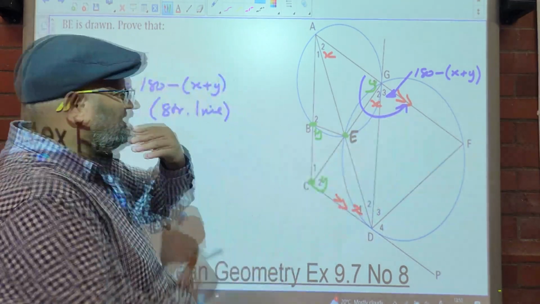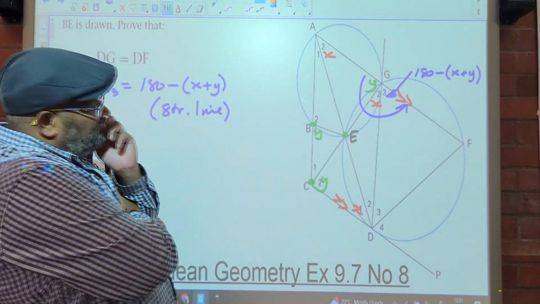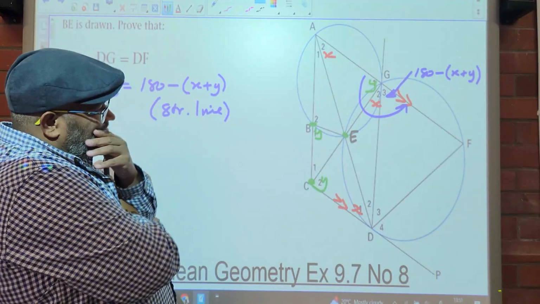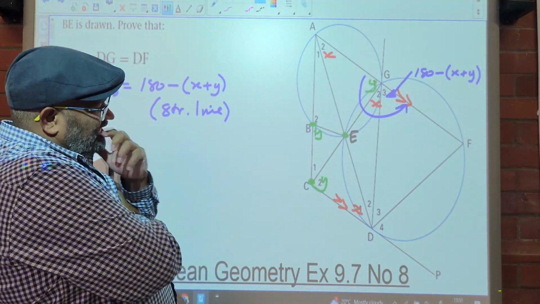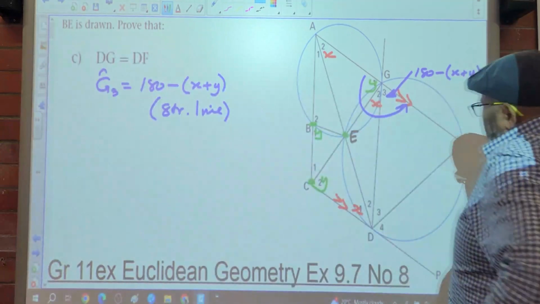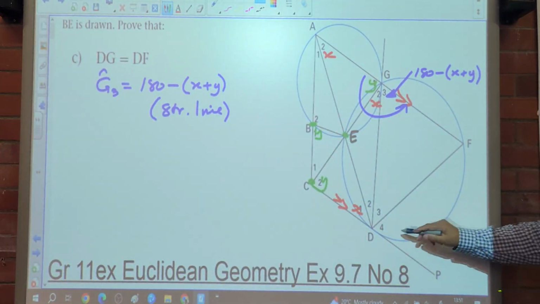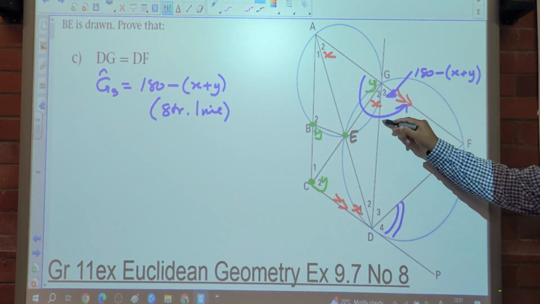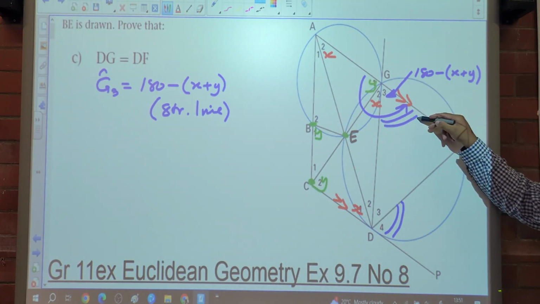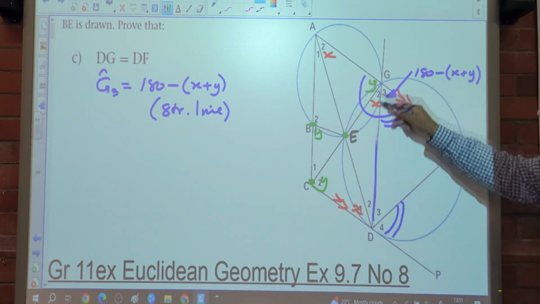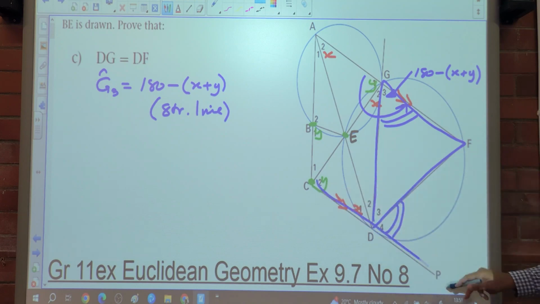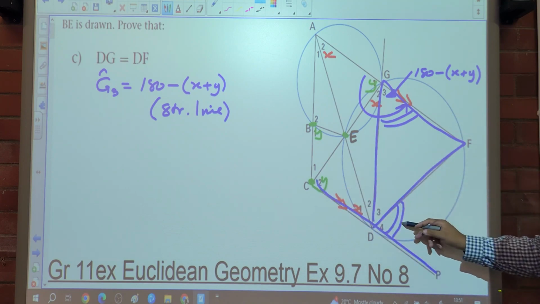So I need to prove that F is also 180 minus X plus Y. Right, how are we going to do that? D4 is 180 minus X plus Y. Why? Tan chord theorem. Can you all see that? This angle and this angle is the same. You remember this is a tangent and there's your triangle. So there's your tan chord theorem. Okay?